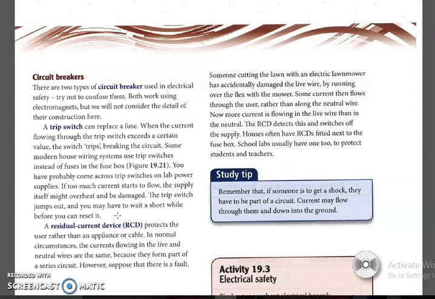So the next type of circuit breaker is a residual current device.